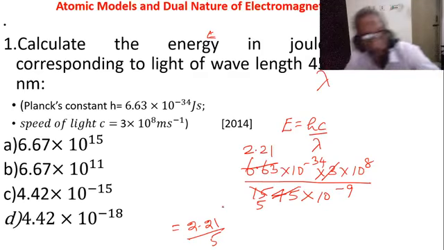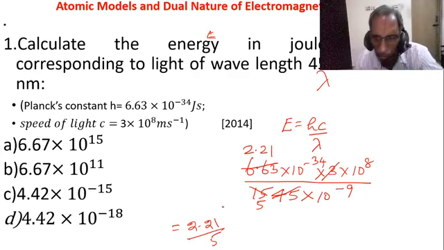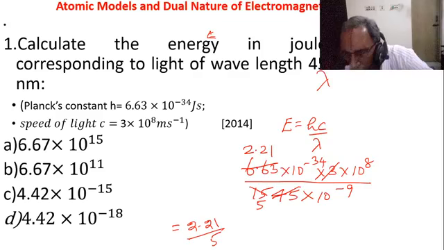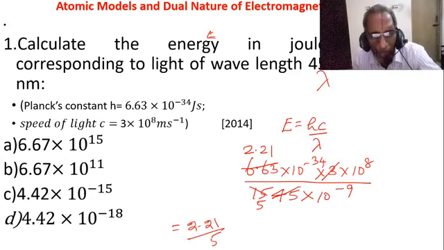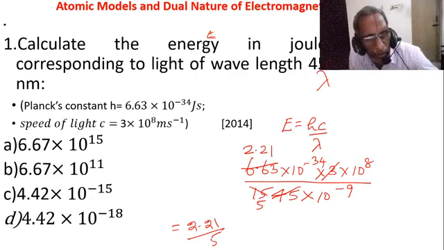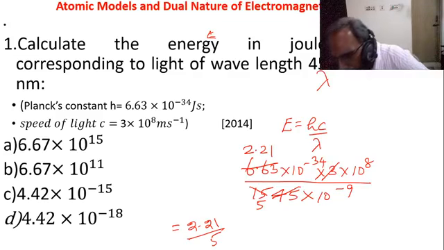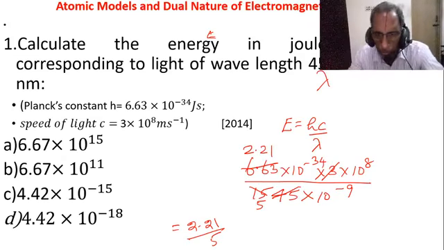What is HC? Kanishka, look at the question. H is the Planck's constant and C is the speed of light. They are given in the question itself. H is the Planck's constant and C is the speed of light. It is given. So 2.21 by 5.